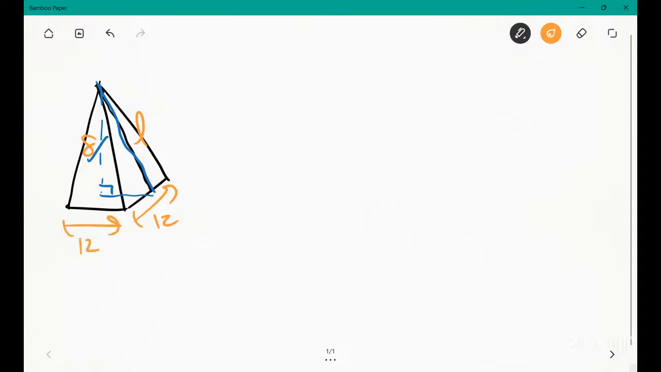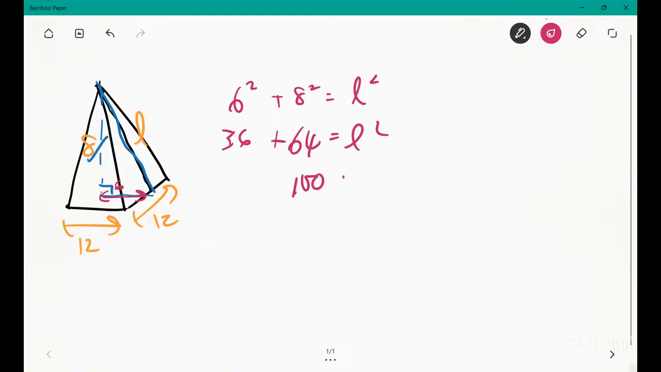So now you will have to use your Pythagoras theorem. So what's the Pythagoras theorem? It's a right-angled triangle. So the hypotenuse squared is equal to the sum of the squares of the other two sides. So this becomes 6 here. So 6 squared plus 8 squared is equal to L squared. 36 plus 64 is equal to L squared. 100 is equal to L squared. Therefore, L is equal to 10 centimeters.